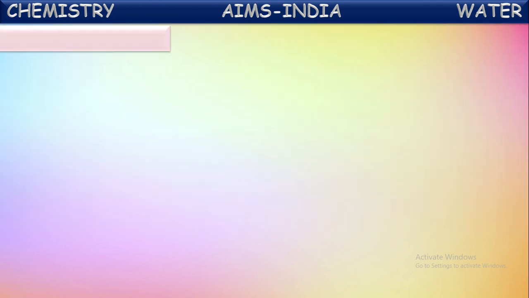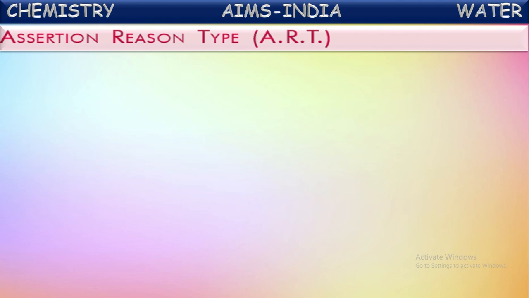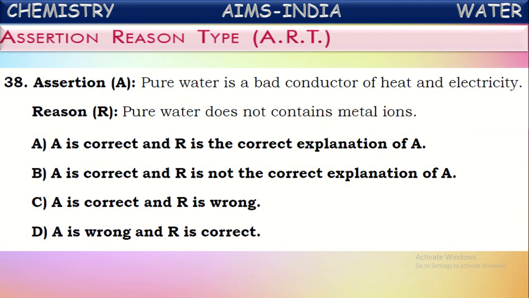Okay. Next, assertion reason type questions. See the first question now. Assertion: pure water is a bad conductor of heat and electricity. Reason: pure water does not contain any ions or metal ions in it. Yes, it is correct. Pure water cannot conduct electricity because it does not contain any ions in it.